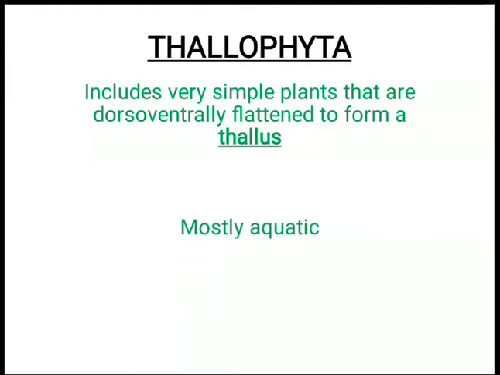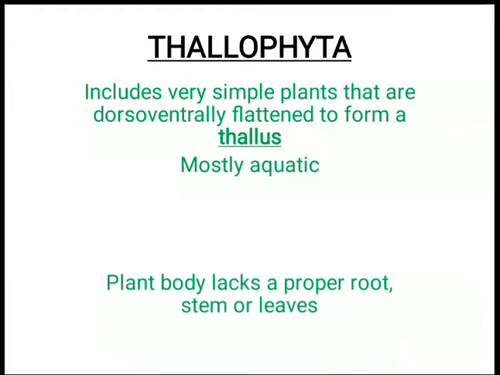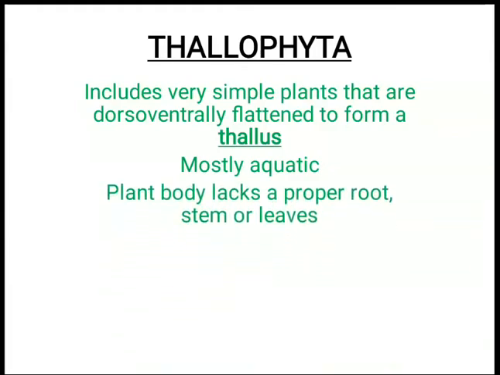Now since their body is so simple, they can easily undergo degeneration or drying if exposed to sun. So they are protected by Mother Nature by putting them in water. So mostly they are aquatic. As told before, the plant body lacks a proper root, stem or leaves. They are mostly autotrophic. Now you all know what is autotrophic. They can prepare their own food because they have the photosynthetic magical pigment called chlorophyll.